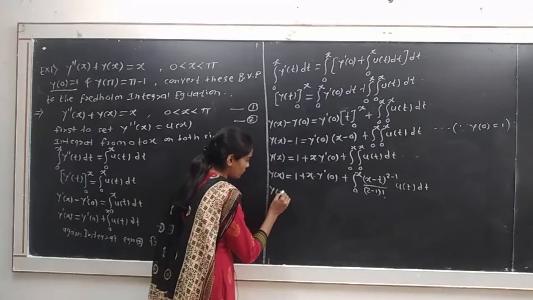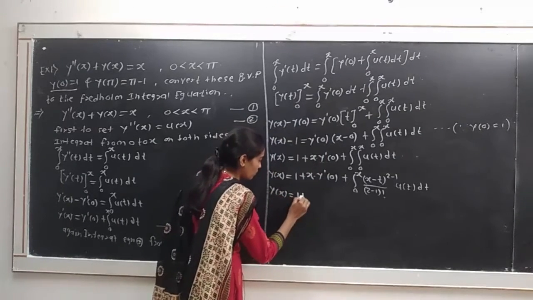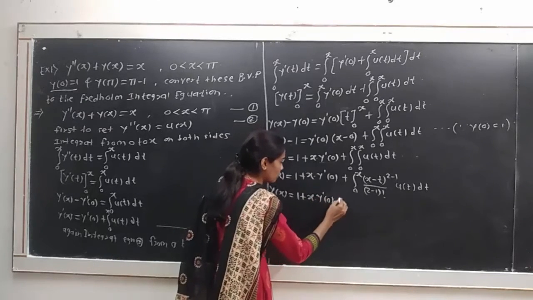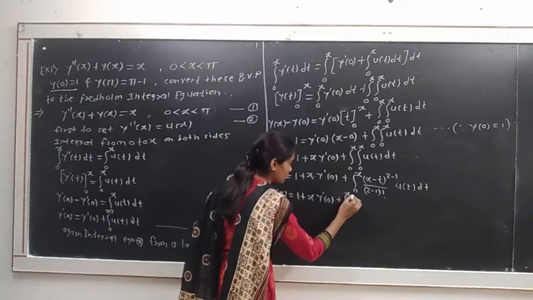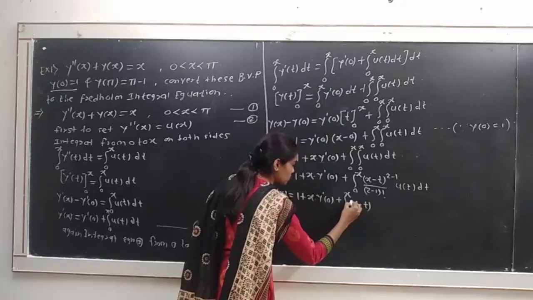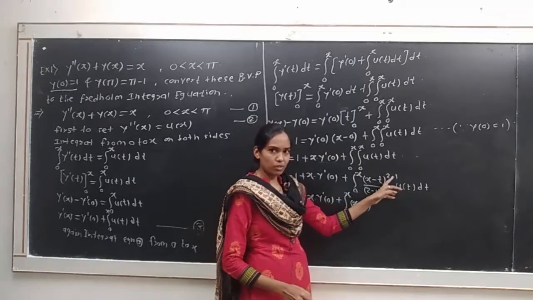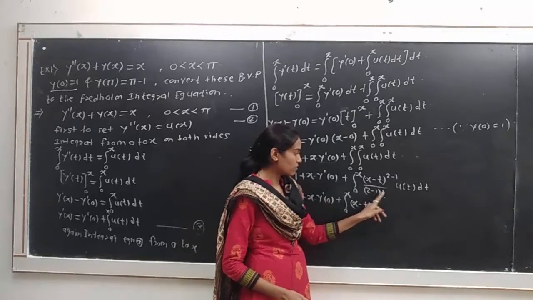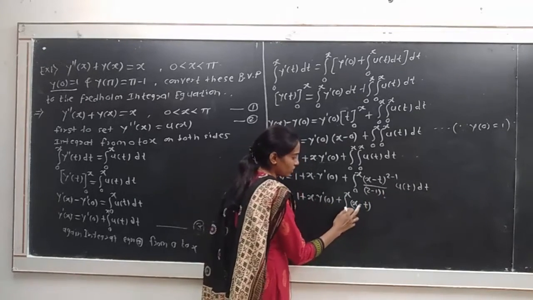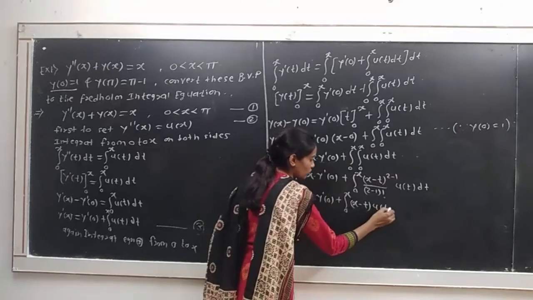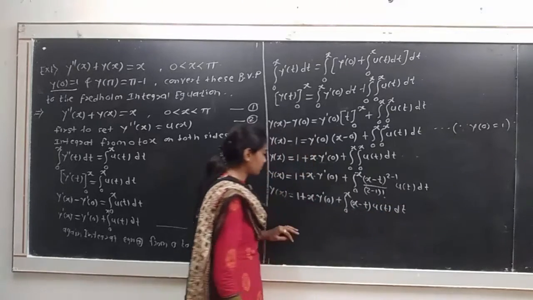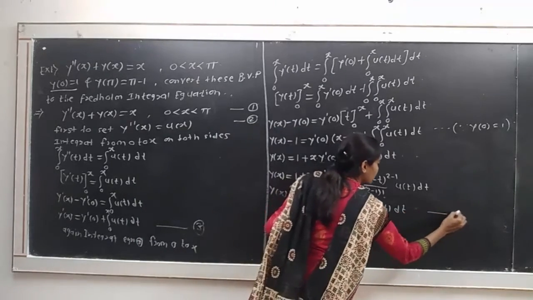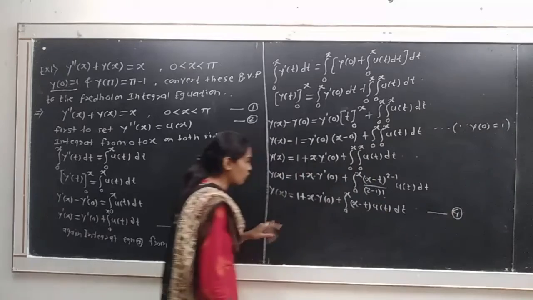Then we get y of x is equal to 1 plus x into y dash of 0 plus integral from 0 to x of (x minus t), 2 minus 1 will be 1, that is raised to 1, and divided by 2 minus 1, that is 1 factorial will be 1. Therefore here we get (x minus t) into u of t dt. Then we take it as the next equation, that is equation number 4.